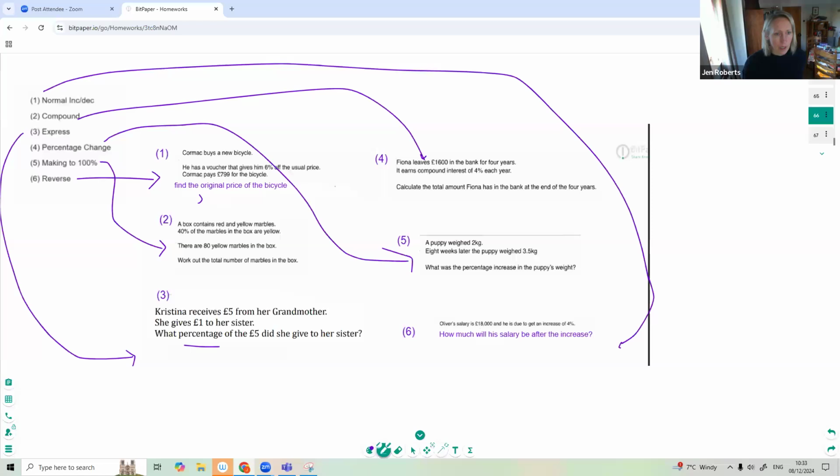So we need something, increase of 6%, 106%, 1.06 equals 799. We're going back, so we're dividing both sides by 1.06.